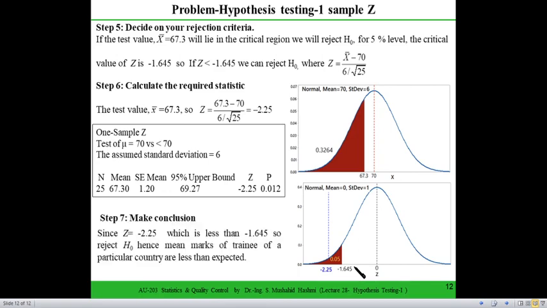So this is the conclusion that you are going to draw: your sample statistics suggest that your z statistic value based on your sample data of 67.3 is less than minus 1.645, so you can safely say that you can reject the null hypothesis in favor of the alternative hypothesis. So here the mean mark of a trainee for a particular country is less than the expected.